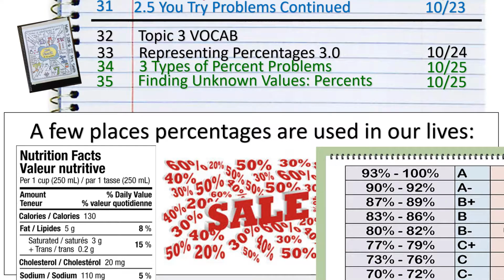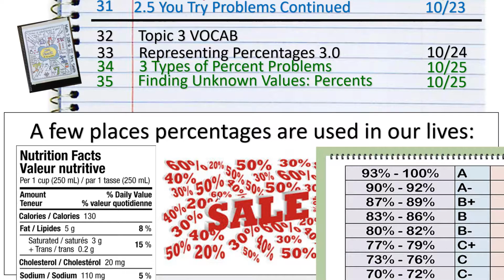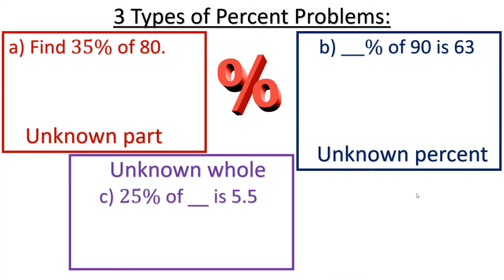And below you will notice a few more places percentages are used in our lives. We have nutrition facts, the recommended daily value for the different types or amounts. Sales, obviously a huge one, 30% off, 40% off, so ways we could save money. And then in school, of course, percentages are used for your grade calculations.